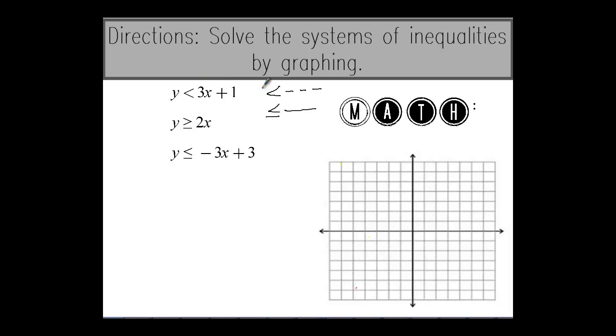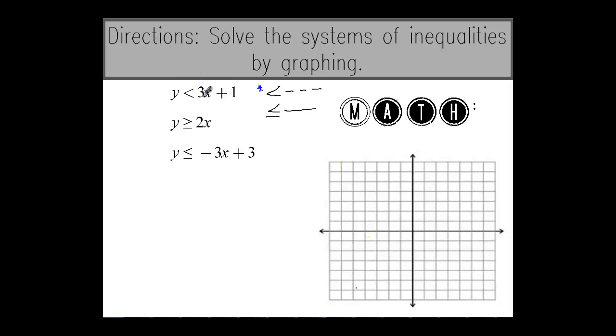One of the key points we need to know when graphing inequalities is right here. If we have an inequality that does not have or equals to, we use a dotted line. If we have an inequality that does have or equals to, we use a solid line. I'm going to graph each equation in a different color so that we don't get confused.